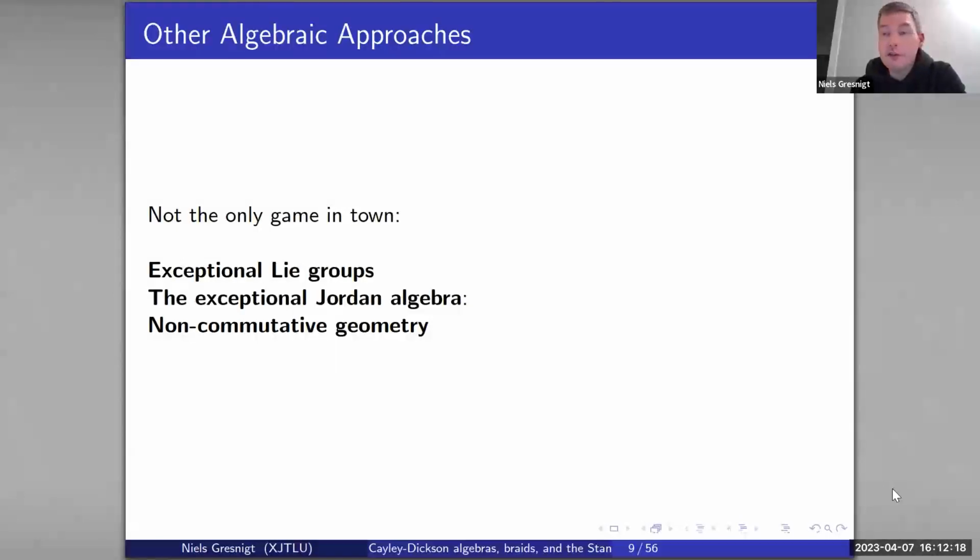Now, the division algebraic approach is not the only game in town. So there are other approaches that people are looking at that I'll just quickly mention here. So one is looking at exceptional Lie groups. That's quite interesting because there are only five of them. So again, you don't have an infinite set of algebras that you could choose from. The exceptional Jordan algebra, there's only one of them. So that's really interesting. And also non-commutative geometry. But I'm not going to focus on these because we don't really have that much time.